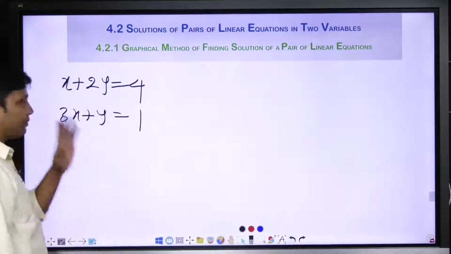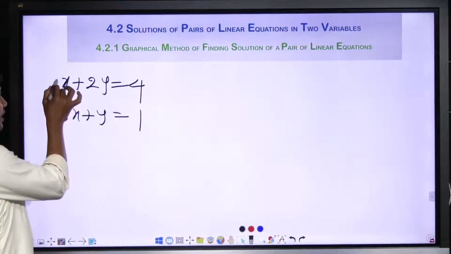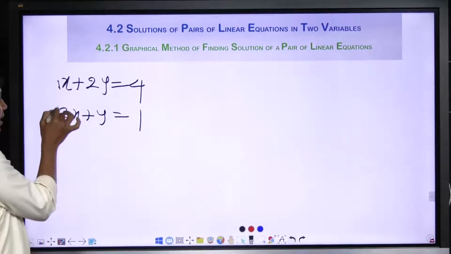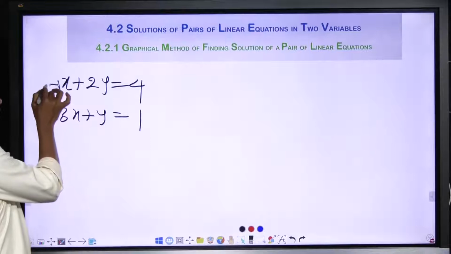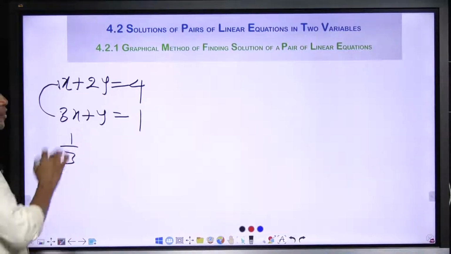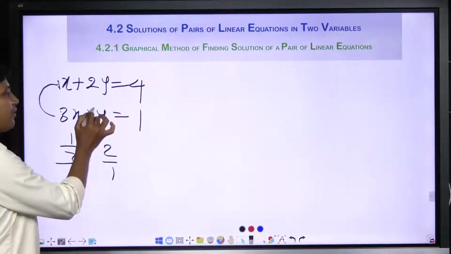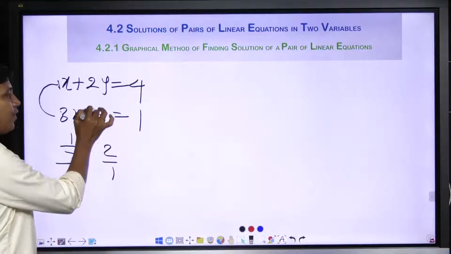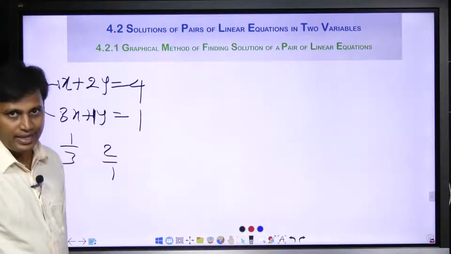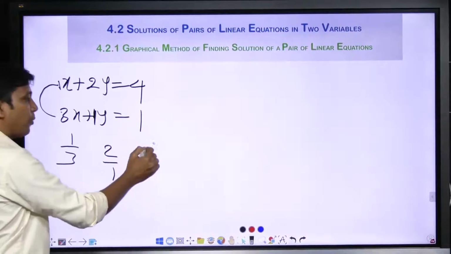In these two equations, what is your observation? What is the ratio of the coefficients? Here 1 and 3. What is the ratio of these two coefficients of x? 1 upon 3. And what is the ratio of coefficients of y? This would be 2 upon 1, isn't it? Because here nothing is given in front of y, means 1 is the coefficient of y. And here the constants ratio would be 4 upon 1.